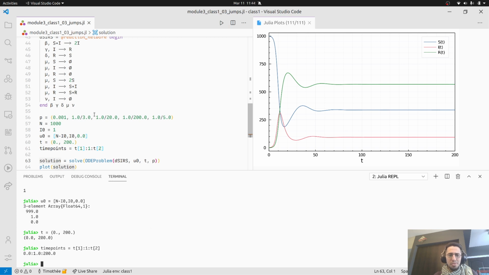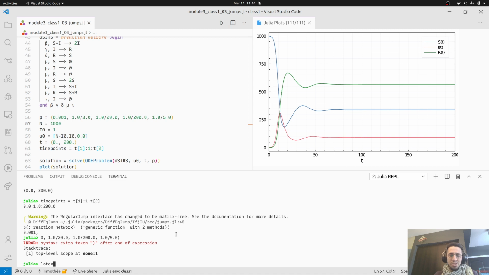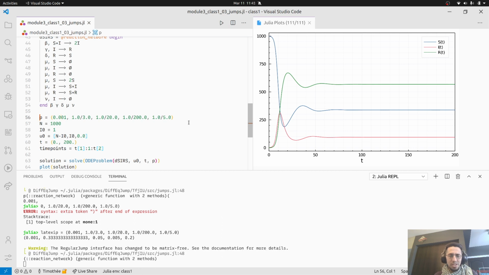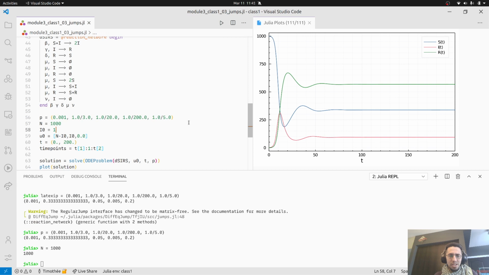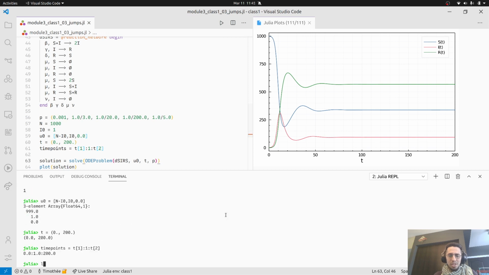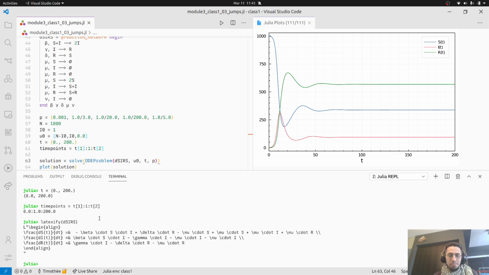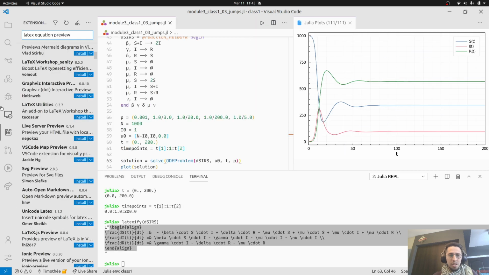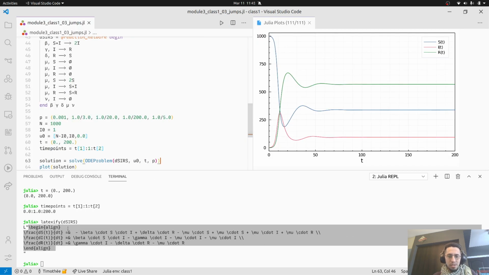Let's, you know what, before, let's just check the equations. I've made a mistake somewhere. Yeah, okay, run that. Run that. Okay, that's good. I'm going to check the equation of this new model. Oh, sorry.